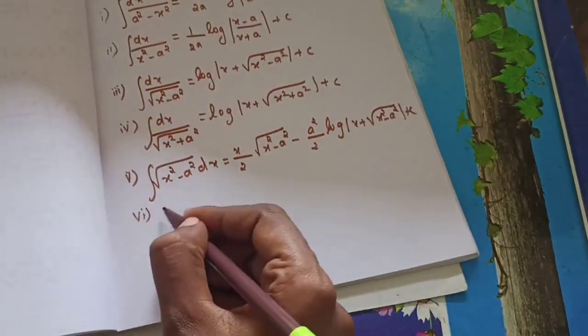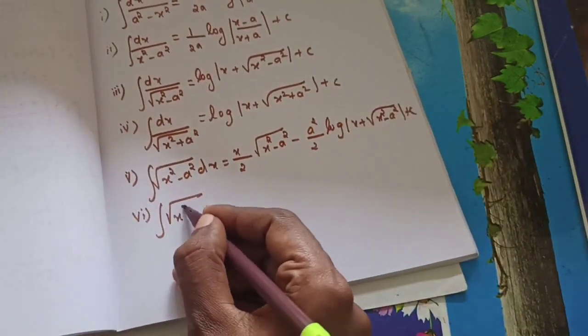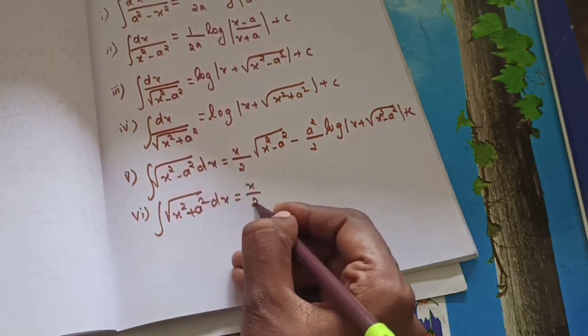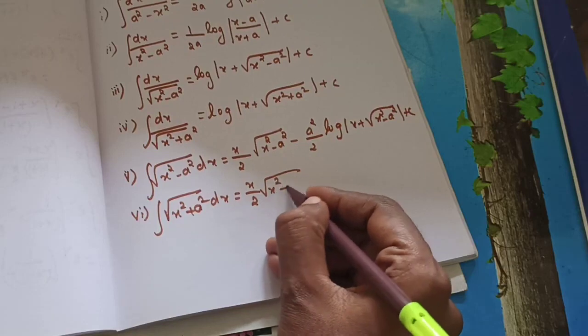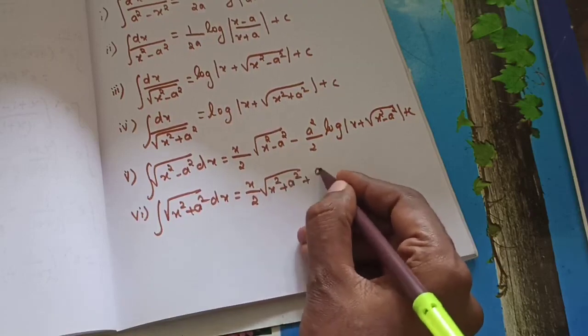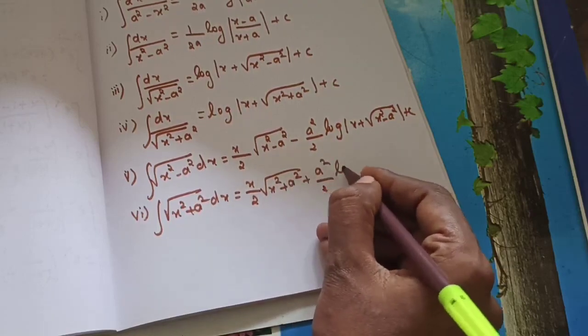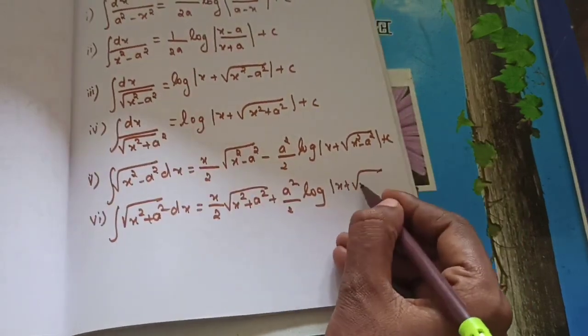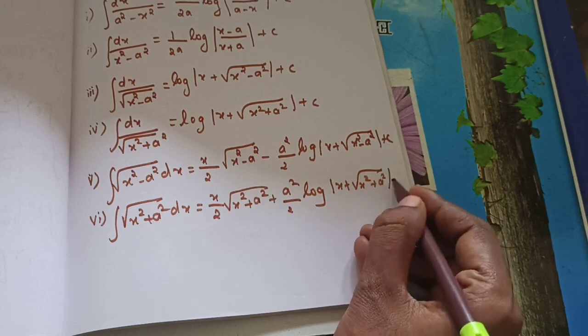Then formula number 5, integral of square root of x square minus a square dx is equal to x by 2 square root of x square minus a square minus a square by 2 log of modulus of x plus square root of x square minus a square plus c. Finally, integral of square root of x square plus a square dx is equal to x by 2 square root of x square plus a square plus a square by 2 log of modulus of x plus square root of x square plus a square plus c.